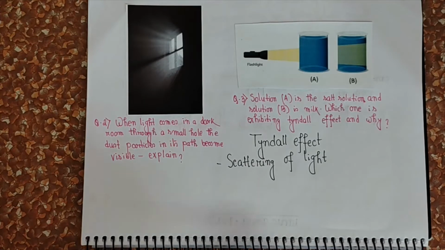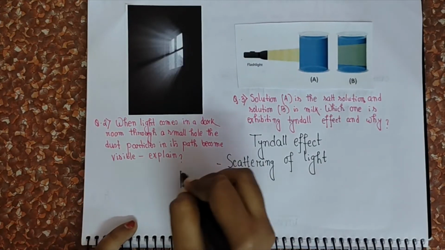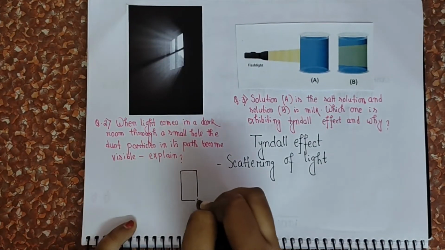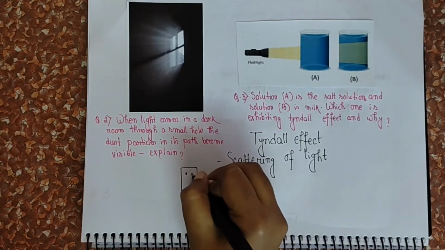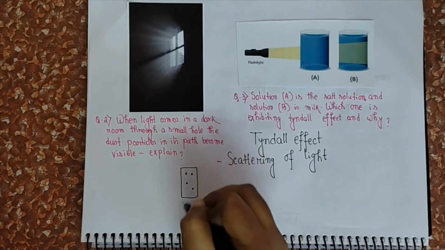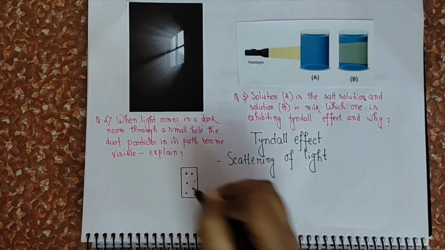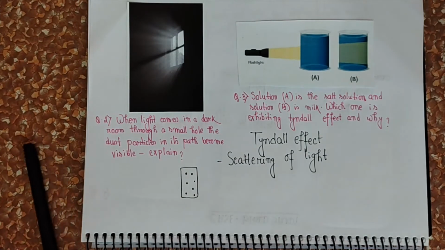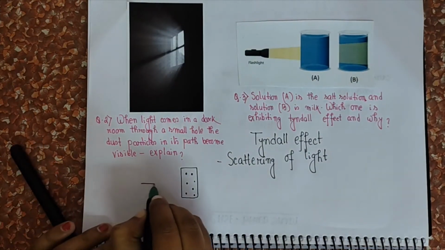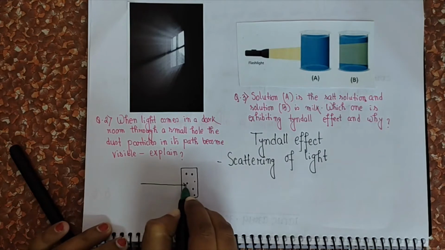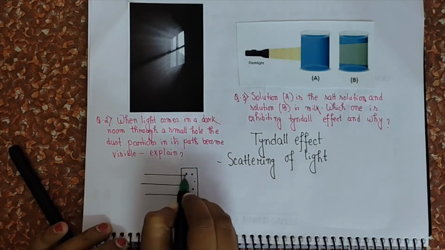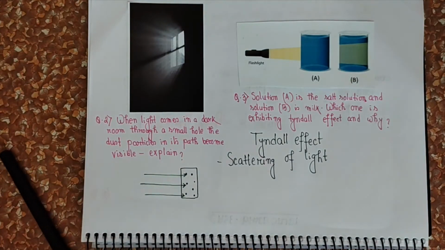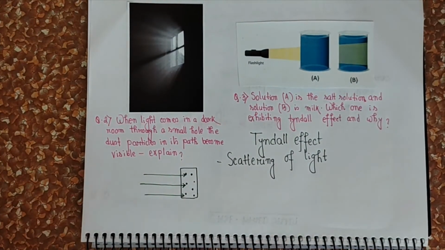Now why? Suppose here I am taking one glass, and in this glass we are taking some salt. So salt particles will be soluble in water, and salt particles are very small in size. So if we pass one light, then what will happen? These light particles will not face any kind of collision with these salt particles, because they are very small in size. That means they will not scatter or deviate from their path.